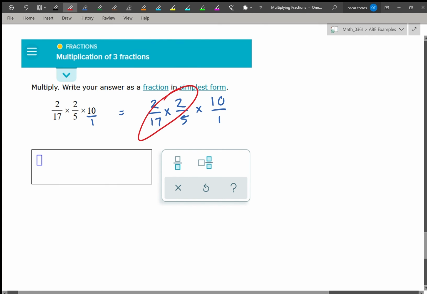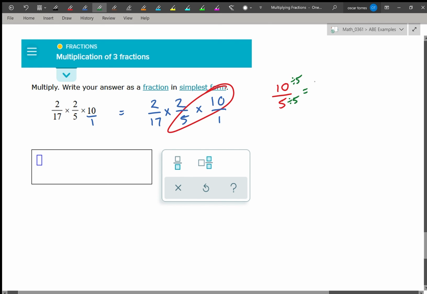I always start with this diagonal, but in this case, we cannot simplify 2 and 17. Then I move on to this one, and in this case we can simplify 10 over 5. If we imagine that it's a 10 over 5, what number fits into both 10 and 5? That would be 5. So we can divide both numbers by 5.